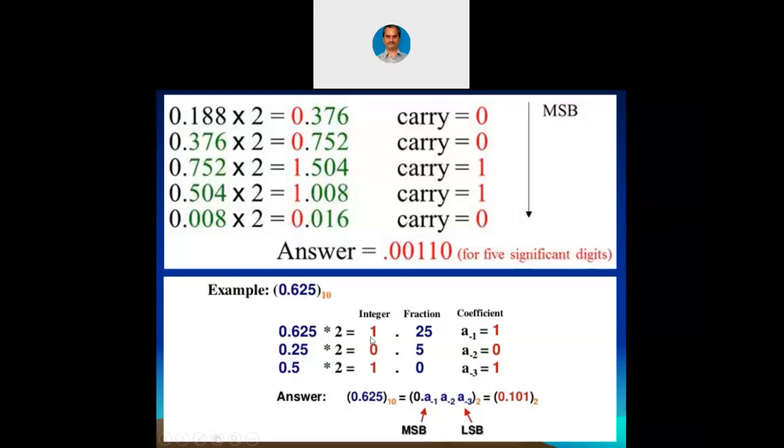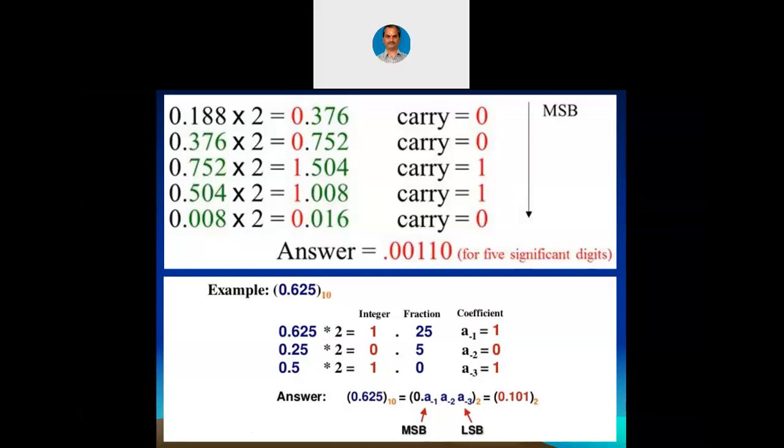0.625 into 2 is 1.25. Integer portion is 1. 0.25 into 2 is 0.5. Integer portion 0. 0.5 into 2 we get 1. The integer portion 1 is here. We end it with 0 now. So it is 0.101, which is nothing but 2 power minus 1 plus 2 power minus 3 equals 0.625.